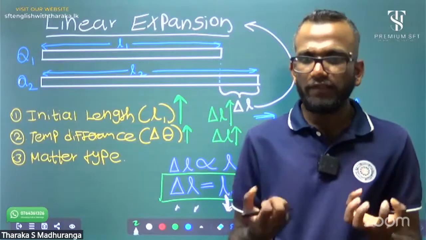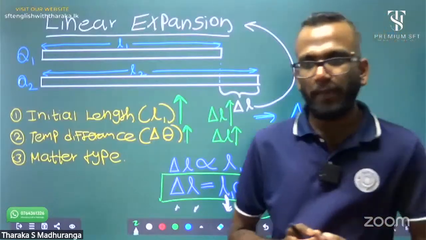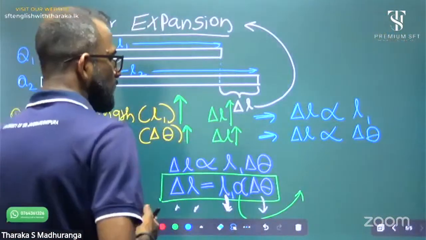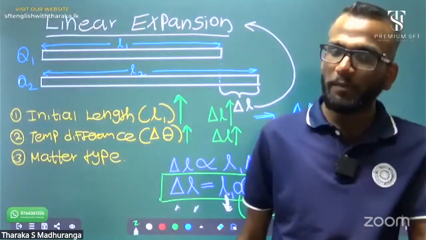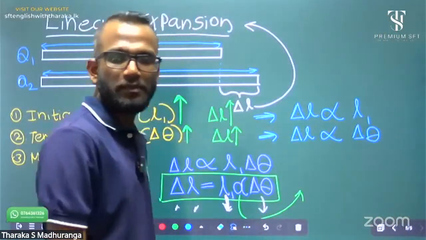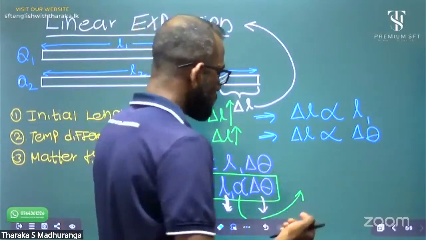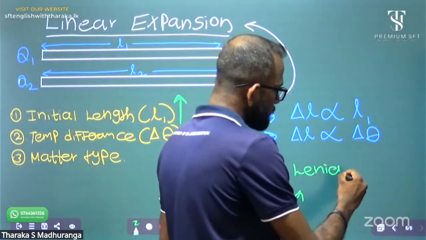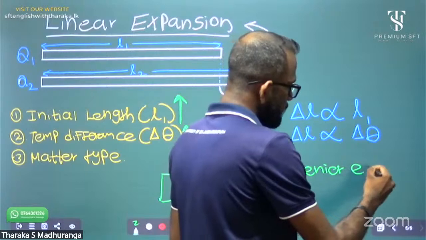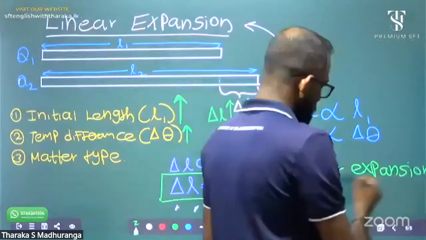What's the meaning of alpha? No, alpha is not matter type. Alpha is a constant that depends on the matter type and has a special name. We call it the linear expansion coefficient.